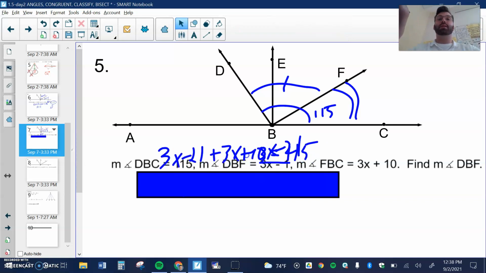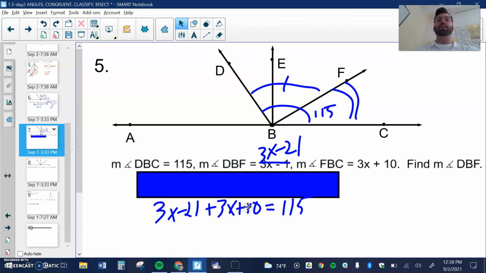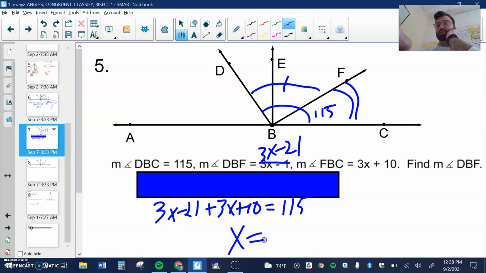So, having said that, I want to combine them and set them equal to 115 degrees. All right, their sum is 115. I think x equals maybe 21. Yeah, 21, and that means DBF. Don't forget to find that. Oh, DBF should be 42. Just plug it back in.